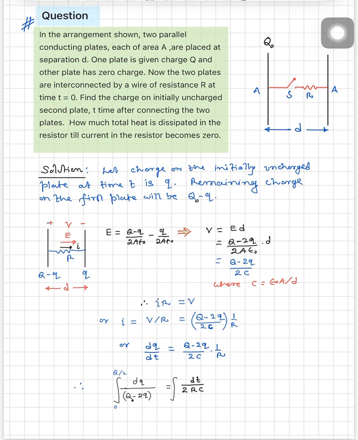We have to find the charge on this plate, which was initially uncharged, as a function of time, that means t time after closing the switch, and also we have to find the loss of energy as heat in the time till current exists in this wire.